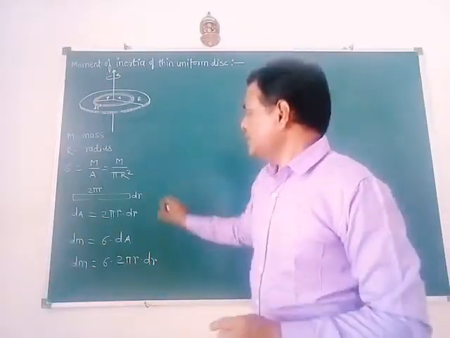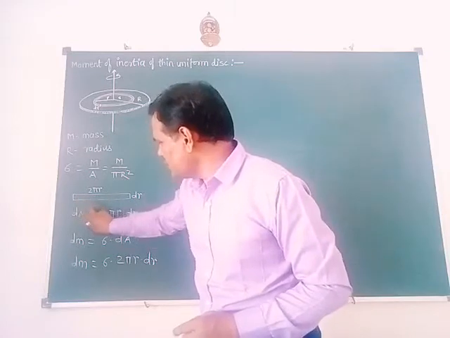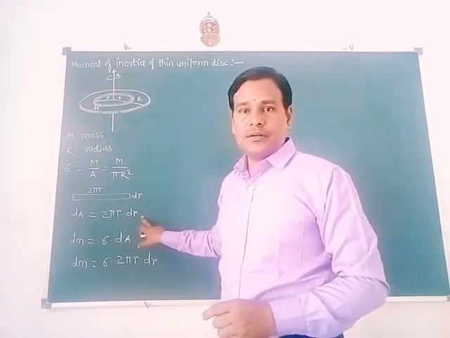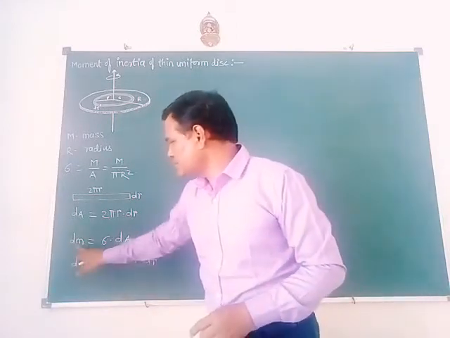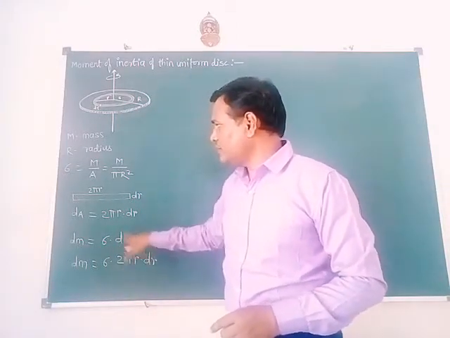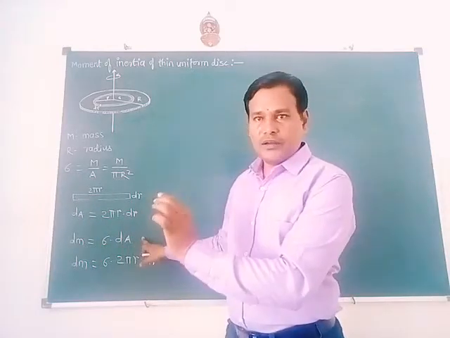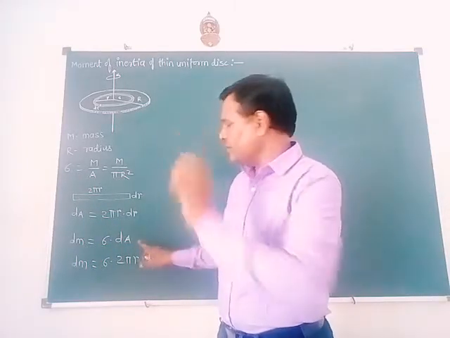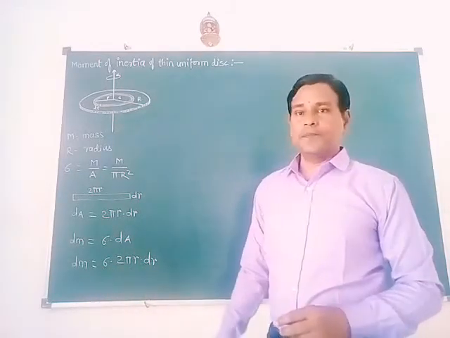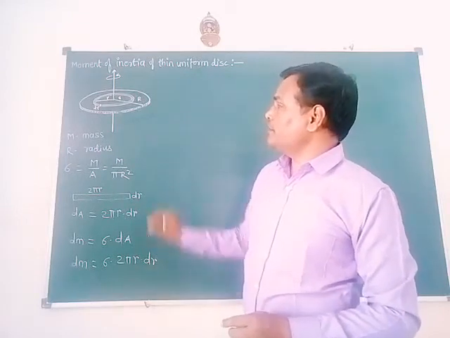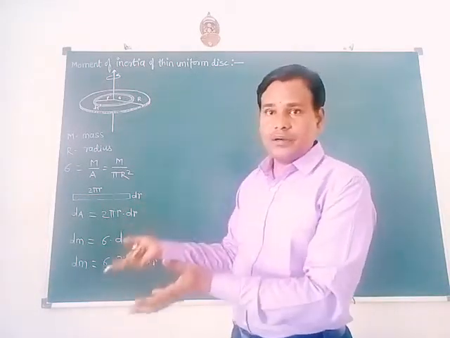So the area of this strip, that is the element ring, becomes dA equal to 2 pi r into dr. Now the mass of that small element ring can be written as dm equal to sigma into dA. This is for unit area, so unit area into the area of the ring gives the mass of that element ring, and it is dm equal to sigma into 2 pi r into dr. Now we can find the moment of inertia first of that element ring and then of the total disk.